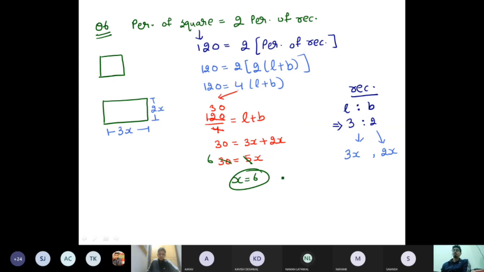Okay. So if I put this here, because I have to find out the breadth, breadth is 2x. So 2 into 6, that is 12. So 12 meter is my required answer. Is this clear to everyone?